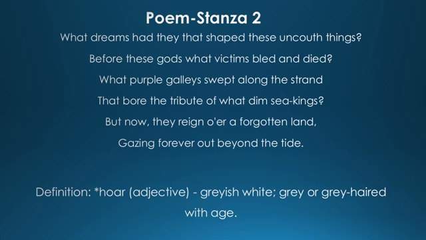What purple galleys swept along the strand? So galleys are a low flat ship with one or more sails. Okay, and they're usually used by pirates. So he's saying what purple ships went along the strand, so went along the ocean, that bore the tribute of what dim sea kings. So he's pretty much just asking, with all of these questions, what was there that created these idols.